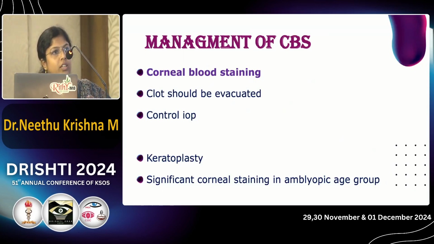Next important is the corneal complication, corneal blood staining. To prevent corneal blood staining, we need surgical intervention. One of the indications for surgical intervention is corneal blood staining. The clot should be evacuated, and along with that, we can control the IOP. In the pediatric age group, one of the complications is amblyopia, so we can do keratoplasty.